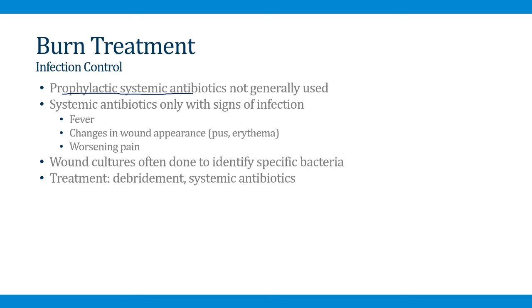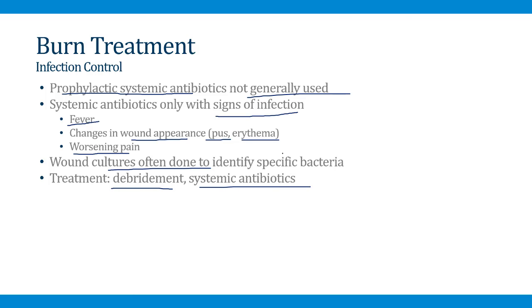Administering prophylactic systemic antibiotics to burn patients is not generally done, and that's because this hasn't been shown to be effective. Systemic antibiotics are usually only given if there are signs of infection. This could include things like a spiking fever, changes in wound appearance like pus near the burn site or spreading erythema out from the burn site, or worsening pain in the skin around a burn injury. Wound cultures are often done to identify the specific bacteria so that you can treat it with targeted antibiotics, and the treatment is to debride the areas that are infected and use systemic antibiotics that are targeted to the specific bacteria.